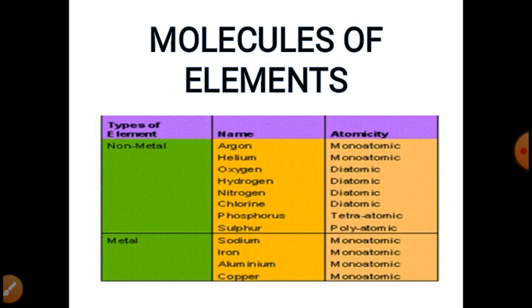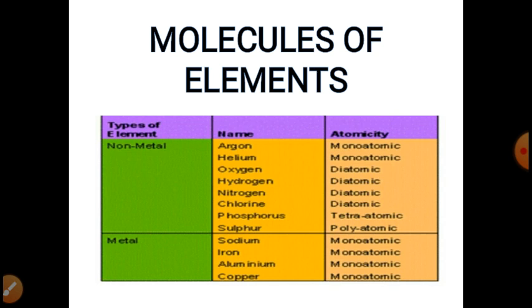The next slide shows molecules of elements. Names of different metals and non-metals are given, and a word atomicity is depicted in the slide. Now what is atomicity? Number of atoms present in a molecule is atomicity. The molecules of many elements such as argon, helium, are made up of only one atom of that element. But this is not the case with most of the non-metals. For example, a molecule of oxygen, hydrogen, consists of two atoms of oxygen and hydrogen. Hence, it is known as a diatomic molecule.